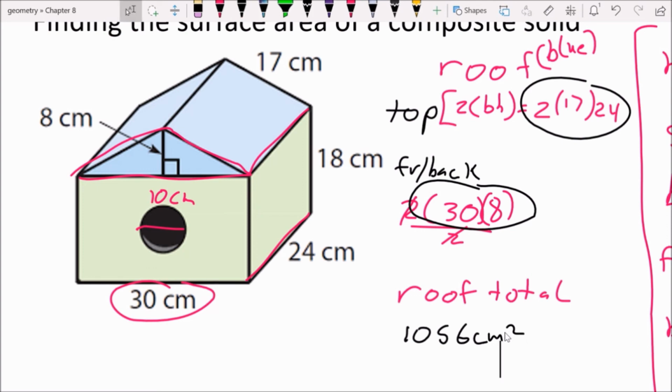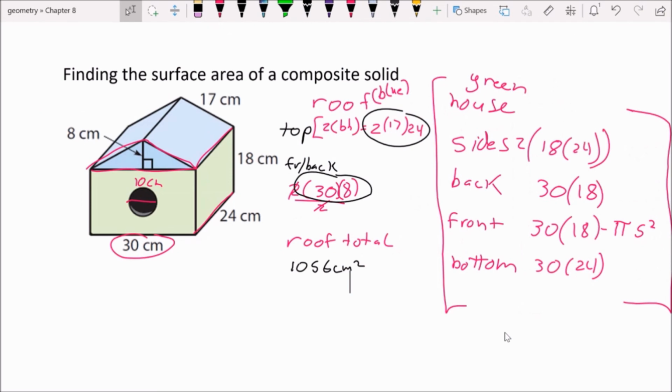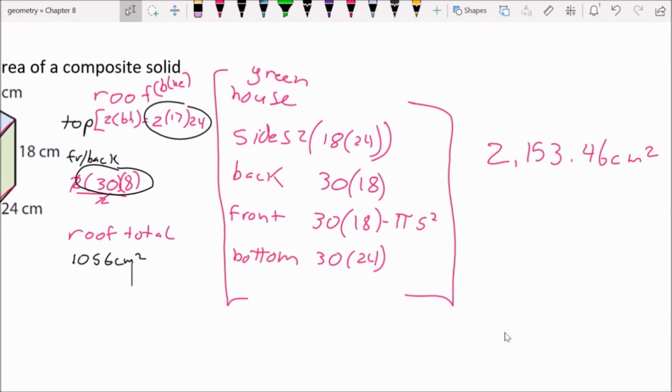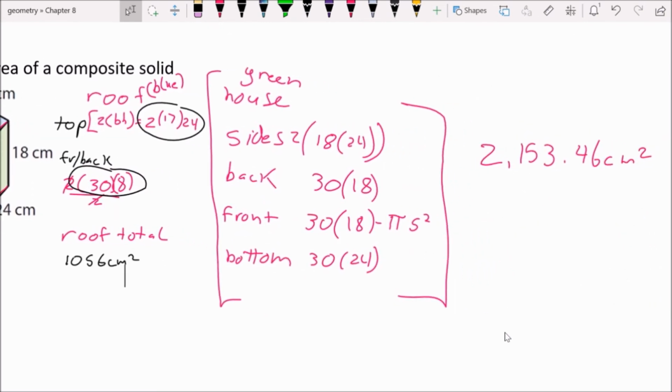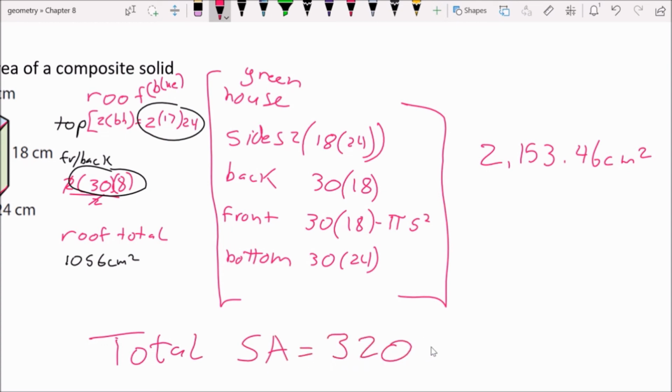So, zooming out, we broke this down into two problems, a roof and the house part of it. And I need to add those two results together. So let's do that. So plus 2153, I'm going to round to the nearest whole. And so I get a total surface area of 3,209 centimeters squared, or square centimeters.